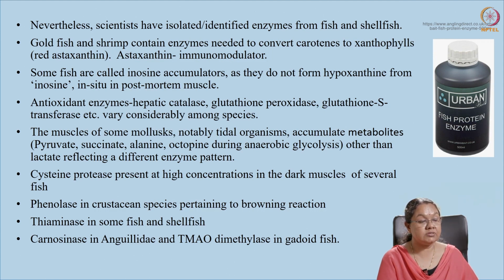Then reports are there that some fish can accumulate inosine, which is not converted to hypoxanthine. Actually, once the hypoxanthine is formed, the product is bitter and cannot be consumed. So accumulating inosine in the body is an additional advantage, and that can also be studied or explored in detail. Then the antioxidant enzymes present in fish vary from species to species. These antioxidant enzymes can be extracted out. We also have cysteine protease in dark mussel. So that is one thing.